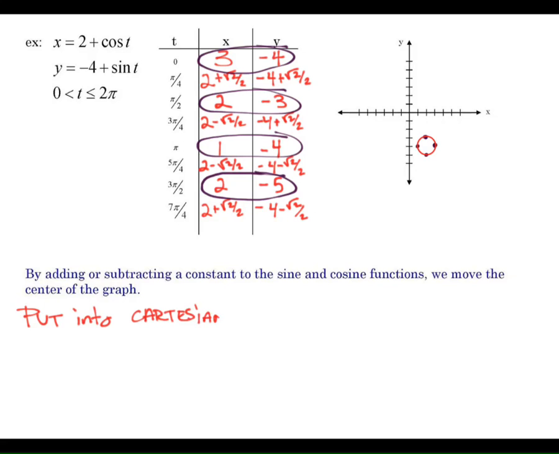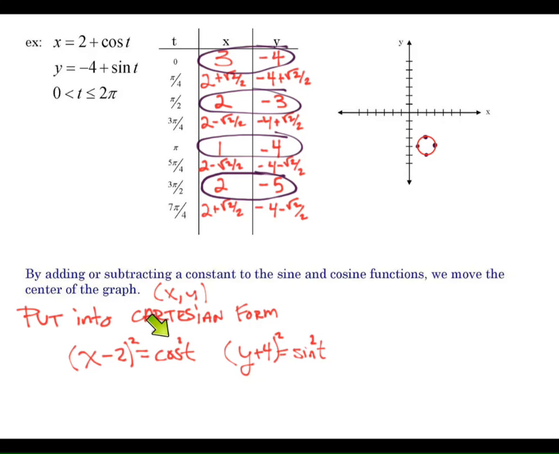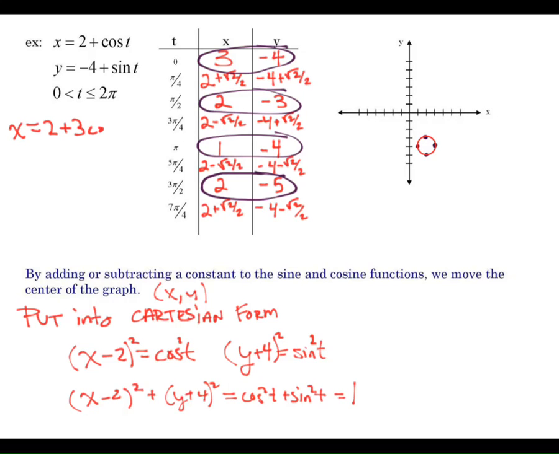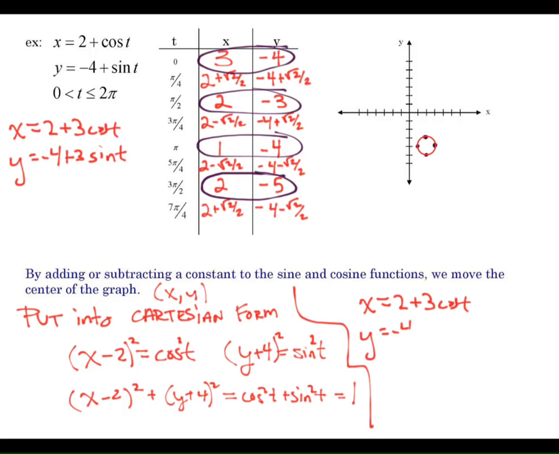If I need to put it into Cartesian form, then I need to use our identities. And the one we're going to use the most often is the Pythagorean identity. So I put first off everything to one side and just get cosine t by itself, sine t by itself, then square everything. And you can see then I can add those two together, because sine squared plus cosine squared is 1, and now we have our equation for our circle as we move forward.